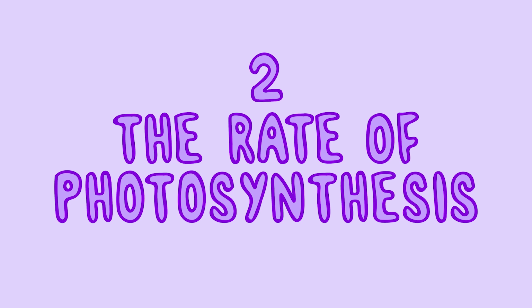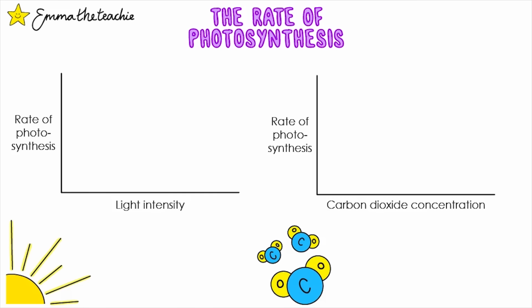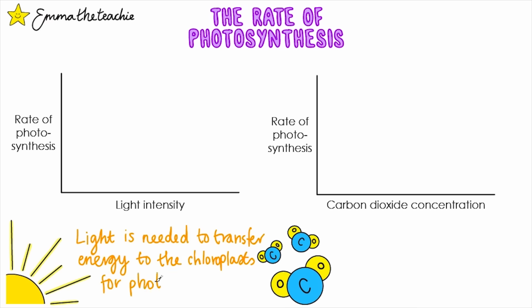Number 2, the rate of photosynthesis. One factor that can affect the rate of photosynthesis is light intensity. In the previous video, we learned that photosynthesis is an endothermic reaction, so light is needed to transfer energy to the chloroplasts for photosynthesis to occur. It makes sense then that the higher the light intensity, the faster the rate of photosynthesis. This doesn't increase at a steady rate, so the line is a curve.